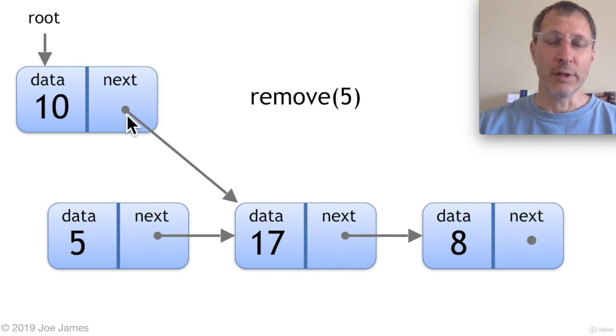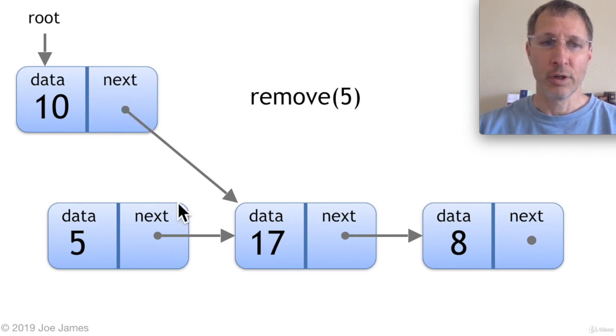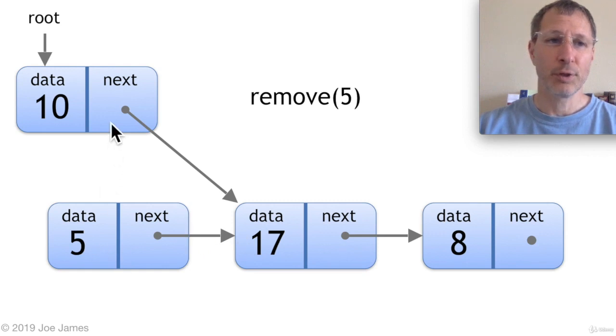Pretty easy to remove it. We take the previous node to this 5. We change the previous node's next pointer to 5's next pointer. In other words, see 5? The next node is 17. So we just change 5's previous node, which in this case is the root, the 10. We change that next pointer to where 5's next pointer goes. And so now effectively the 5 node is just completely cut out of the linked list.